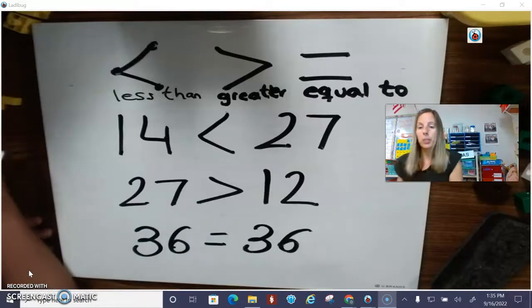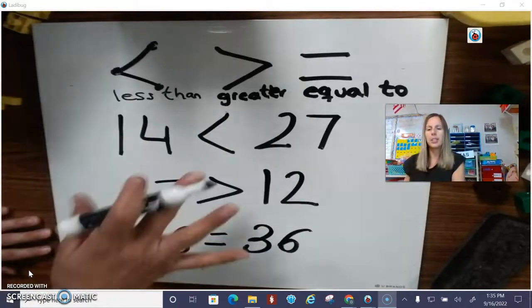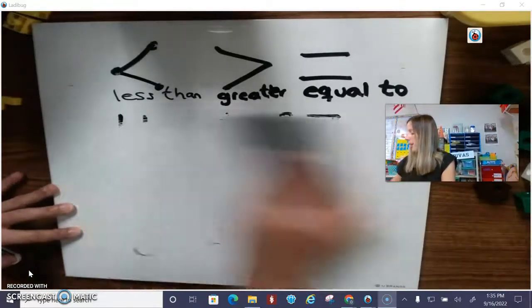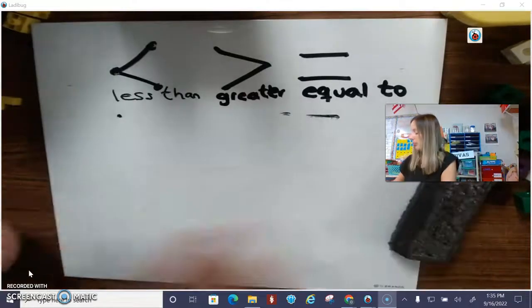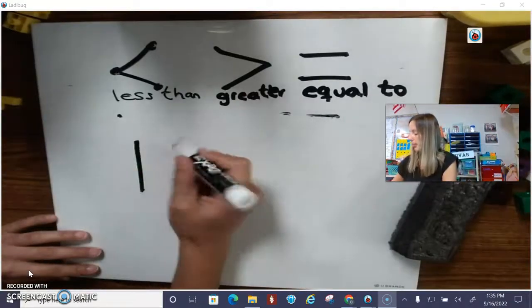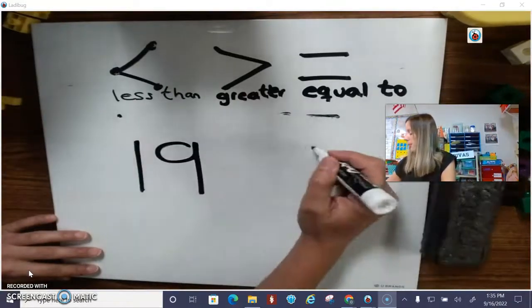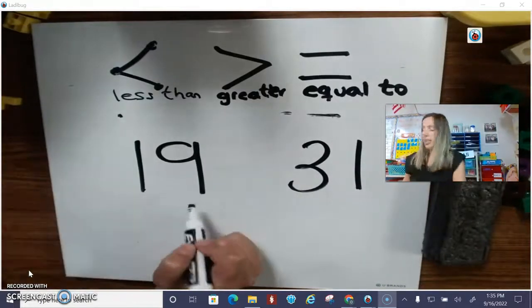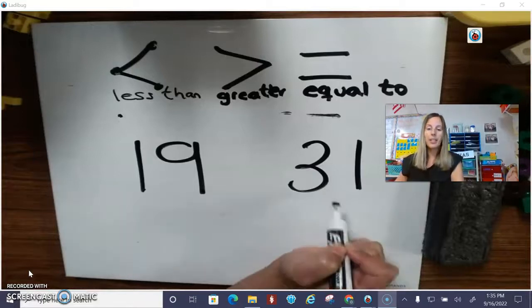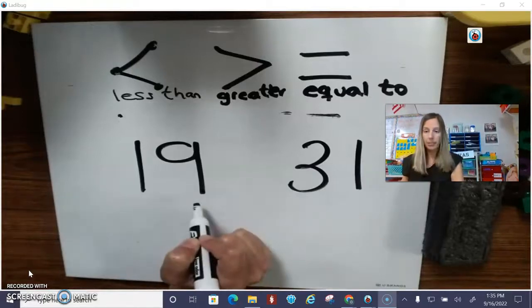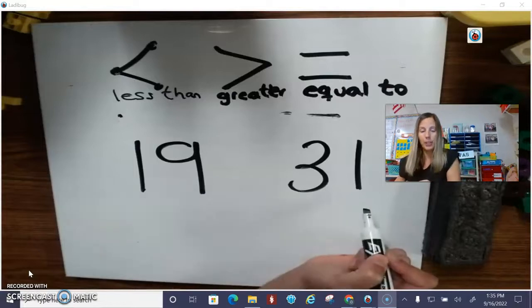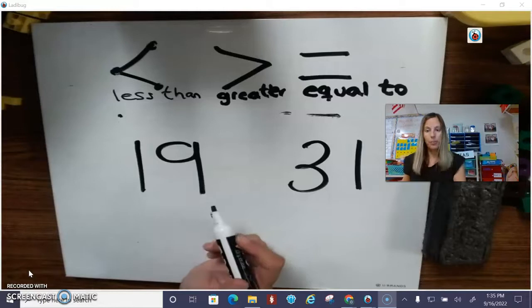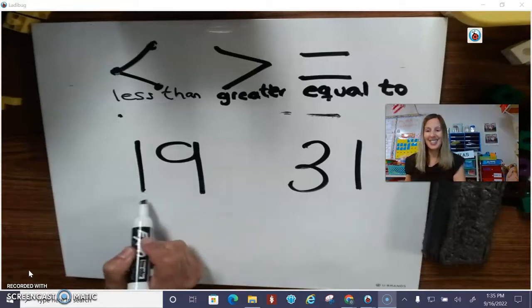Now the misconception here, because normally this is a pretty easy skill for them, is going to be when I give them a number like this, 19 and, for example, 31. Why? Because they see a 9 and they see a 1. And to them, 9 is greater than 1, is bigger than 1. That makes sense. But I always tell them that first we have to look at the tens.